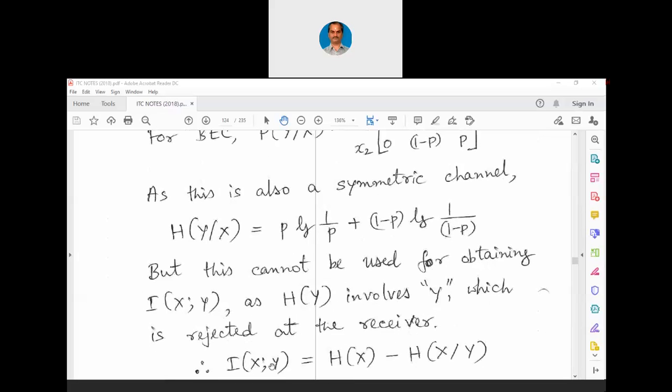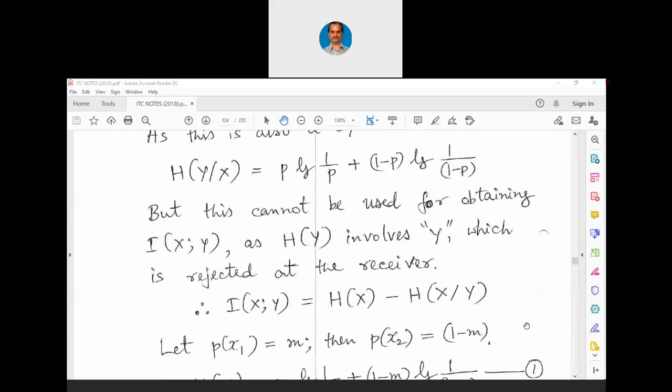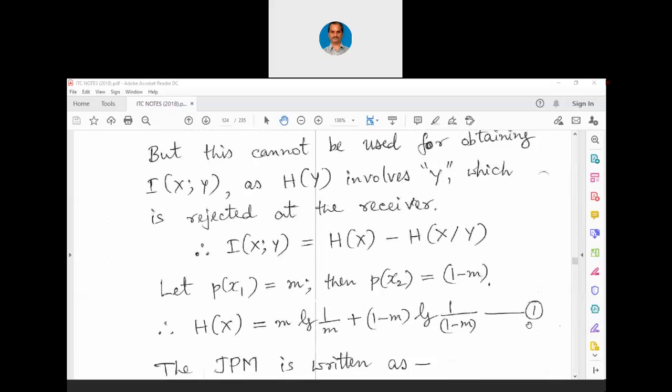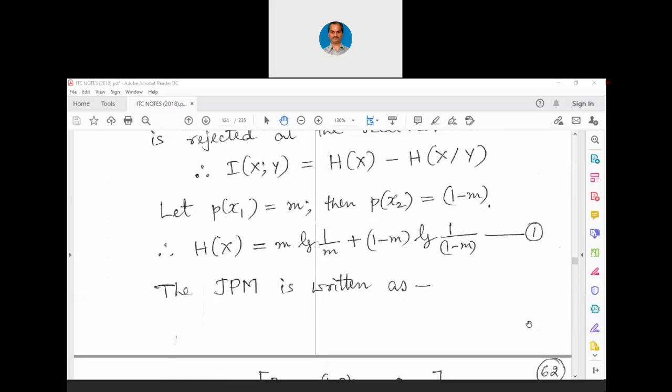So I(X;Y) is H(X) minus H(X|Y). Let us derive how to obtain the mutual information now for the BEC. So, let P(x1) equal small m and P(x2) is naturally 1 minus m. So, H(X) is m log(1/m) plus (1 minus m) log(1/(1 minus m)), because at the source we have only two symbols.